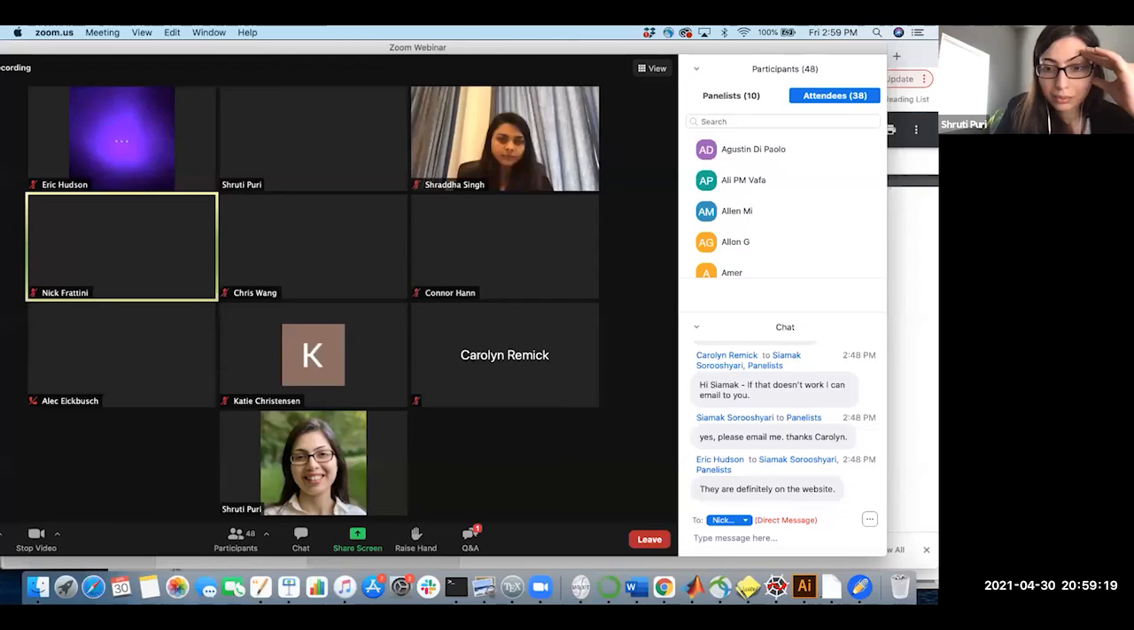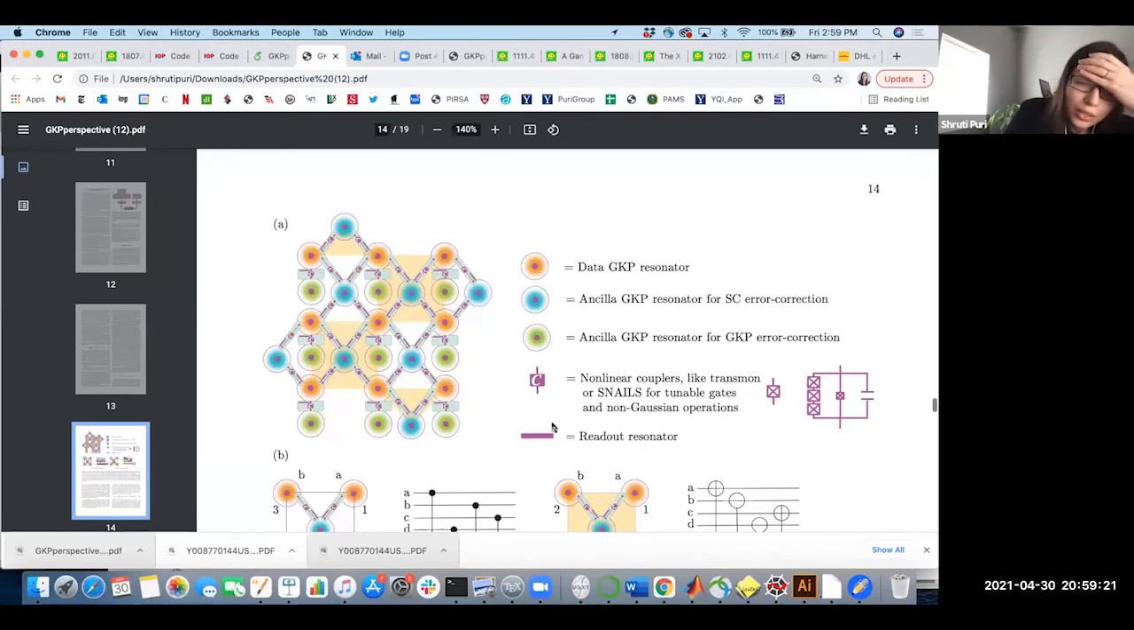This paper is not available right now, but it will be very soon. We just wrote a perspective article on GKP states. So here, this is the figure I wanted to share. This figure is not available online. This paper has not been published yet. But if you wanted to build a surface code with these 3D GKP qubits, this is what it would look like. I'm going to explain everything, so just bear with me for a second.